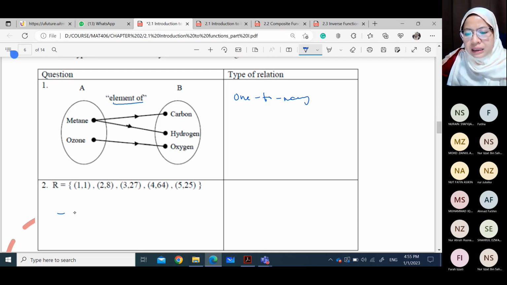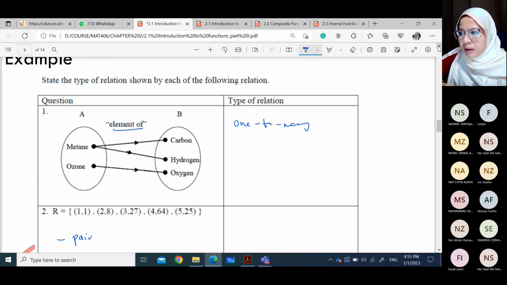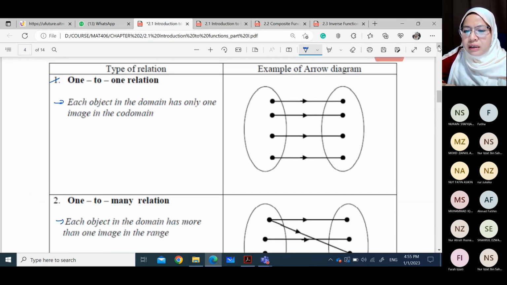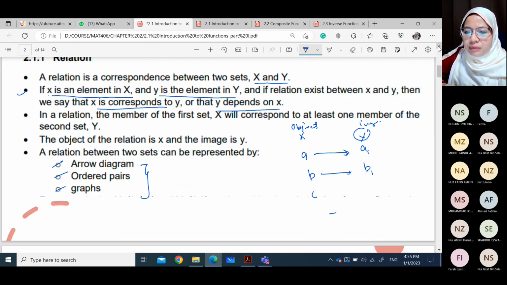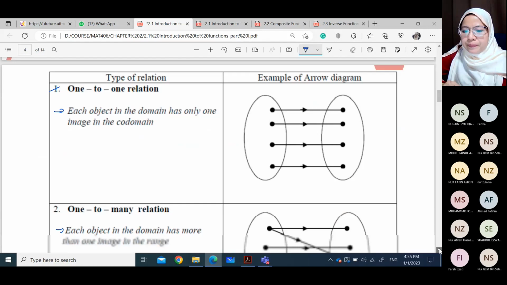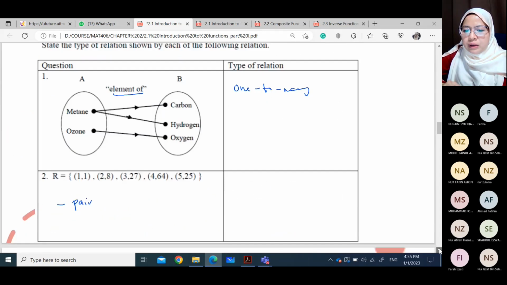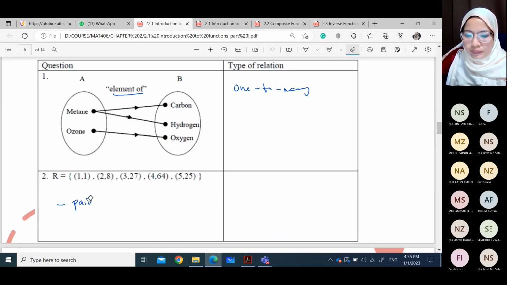Second, yang ini adalah pair. Tadi kita ada tiga kan, kita boleh represent using arrow diagram and ordered pair. So this one is ordered pair.